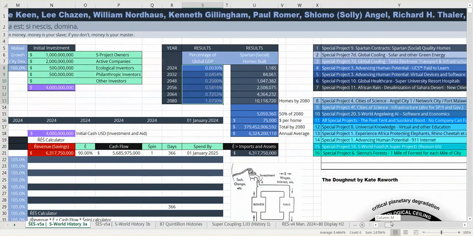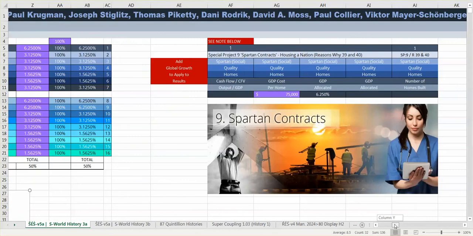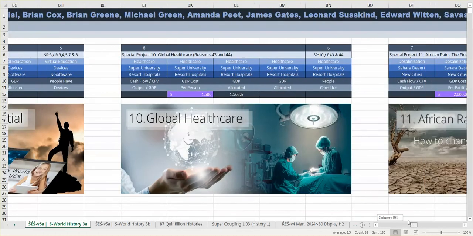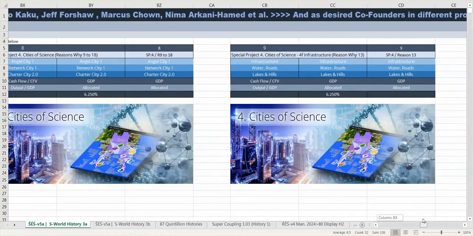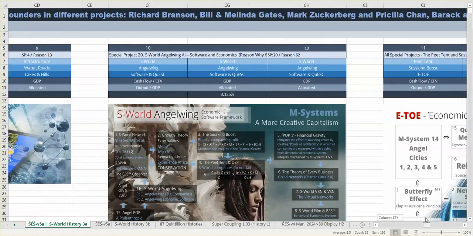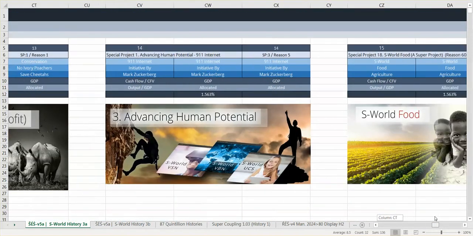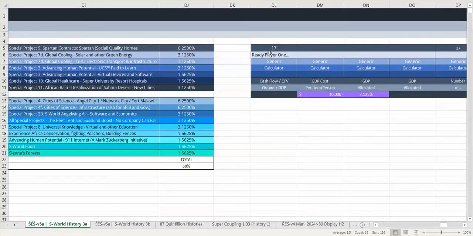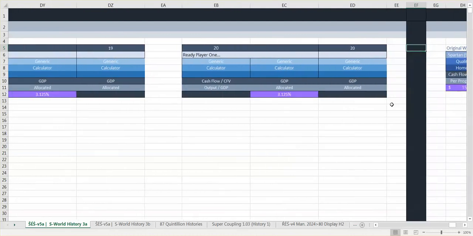the percentage of GDP. Here we see 16 of the special projects from 64 Reasons Why. We'll quickly go to the right and see, we've got one Spartan Contracts, two Global Cooling, two Advance the Human Potential, Global Healthcare, African Rain, Cities of Science, Angel Wing, the economic theory of everything, Universal Knowledge, Advancing Human Potential again, S World Food, SCNS Forests. And here I've got four for the next people who jump on board and want to make their own history.